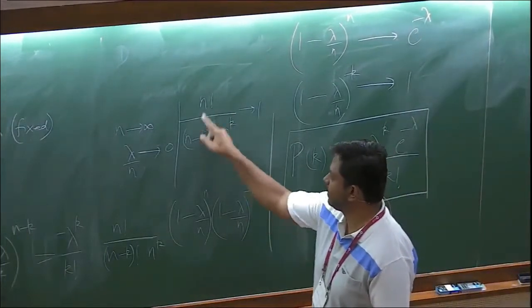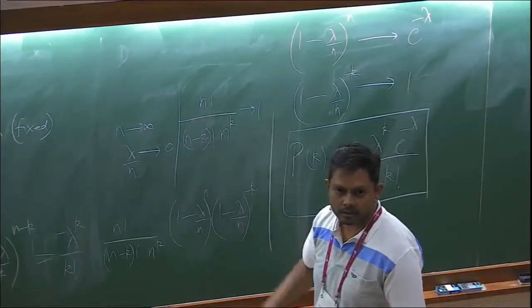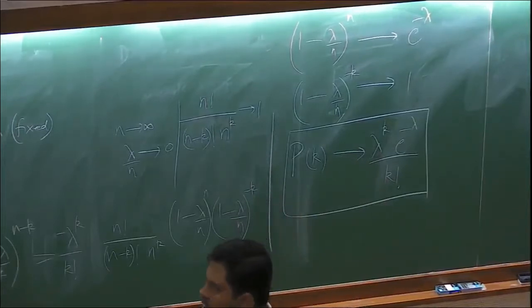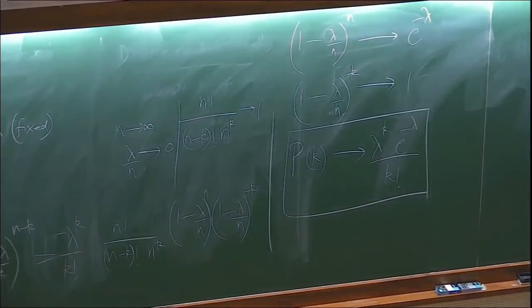N is much, much larger than k. Forget this, these two cancel. I don't know why it's called a negative binomial distribution. I don't know why it's called that. It's called negative binomial.